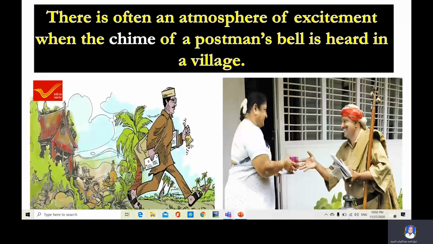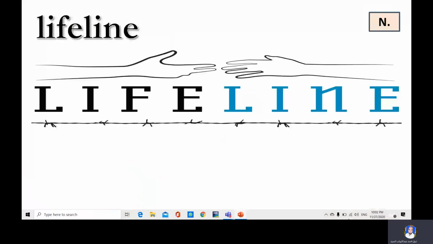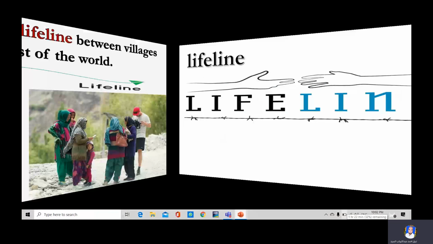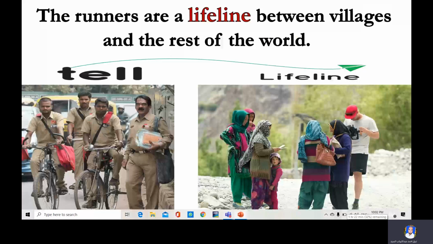Lifeline is a figurative word. The runners are a lifeline between villages and the rest of the world. They tell them what is happening in the other parts of the world. They bring messages to them from their friends or relatives who are far away. So these runners, or mail runners, act as a lifeline between villages and the rest of the world.